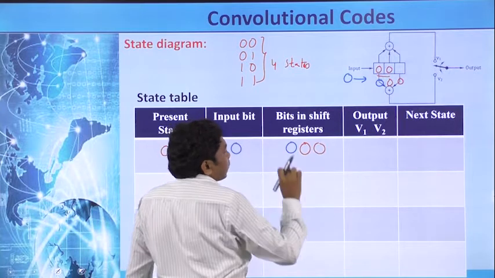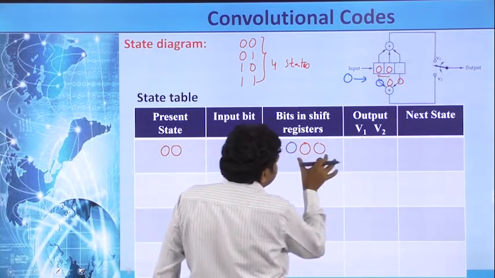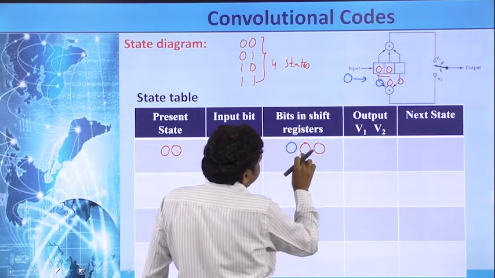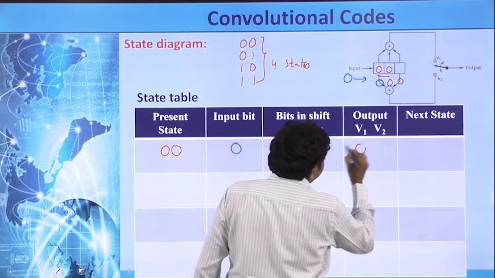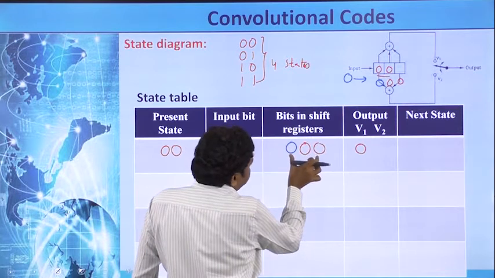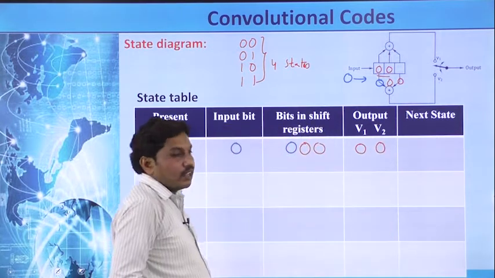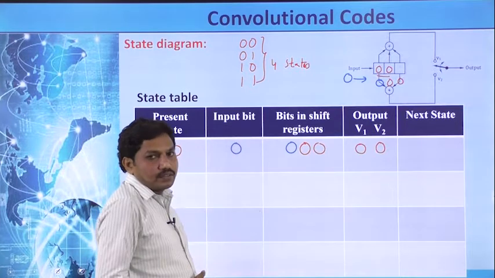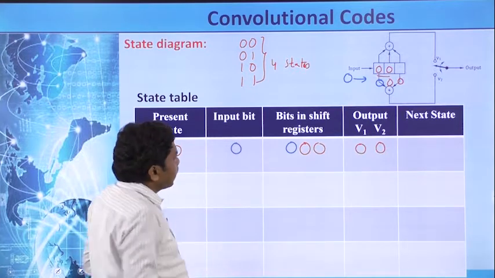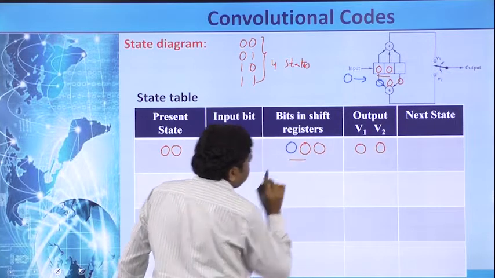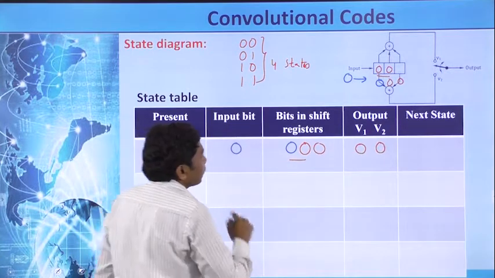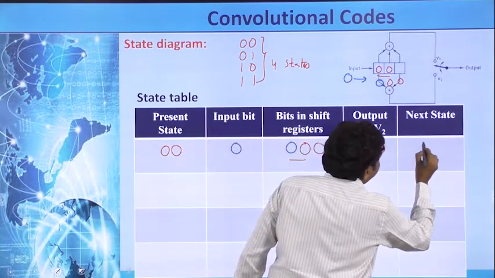The output bits are V1 and V2. V1 is the sum of these 3: 0 plus 0 plus 0 is 0. V2 is the sum of the first bit and the last bit: 0 plus 0 is 0. So how to calculate the next state? The next state is nothing but the first 2 bits here. What are those 2 bits? 0 0.